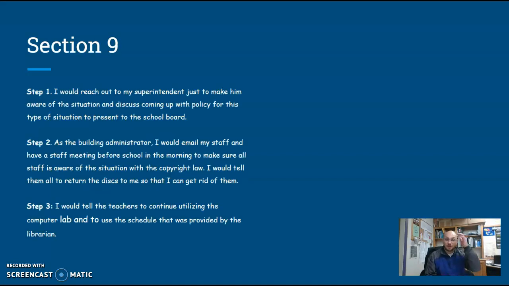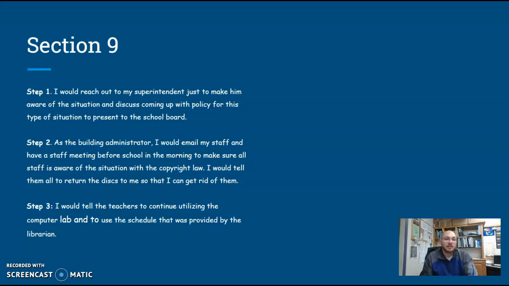So how I would do this, and I left some stuff out of here, not purposely, is I would reach out to the superintendent just to make him aware of the situation, and discuss coming up with a policy for this type of situation to present to the school board. That way in the future we know how to handle this, and there's no question; if this happens in the future, you say, well, here's the policy.